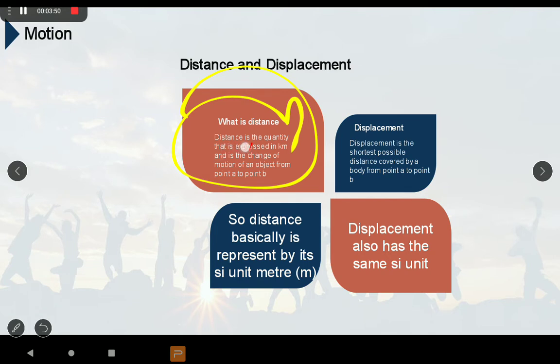Let's start. Distance is a quantity that is expressed in kilometer and is the change of position of an object from point A to point B. Okay. So distance is basically represented by its SI unit, meter, m, which is very important. It can come as a question: what is the SI unit of distance? So let's take an example.